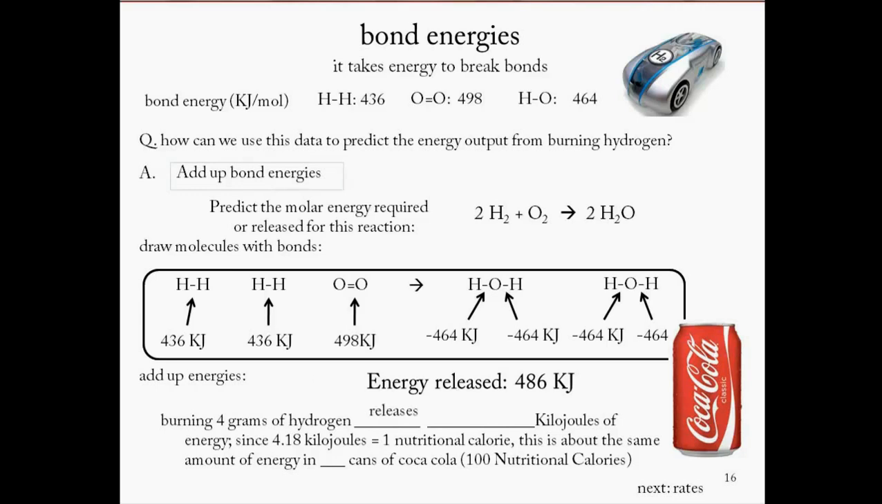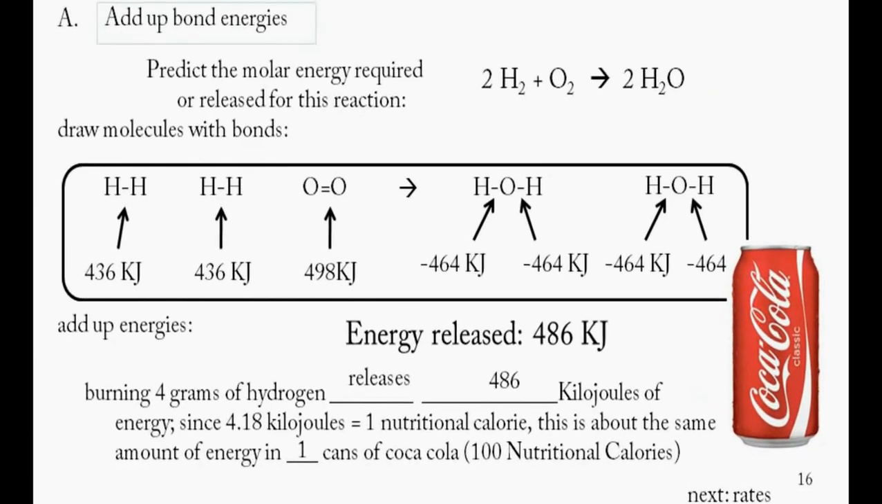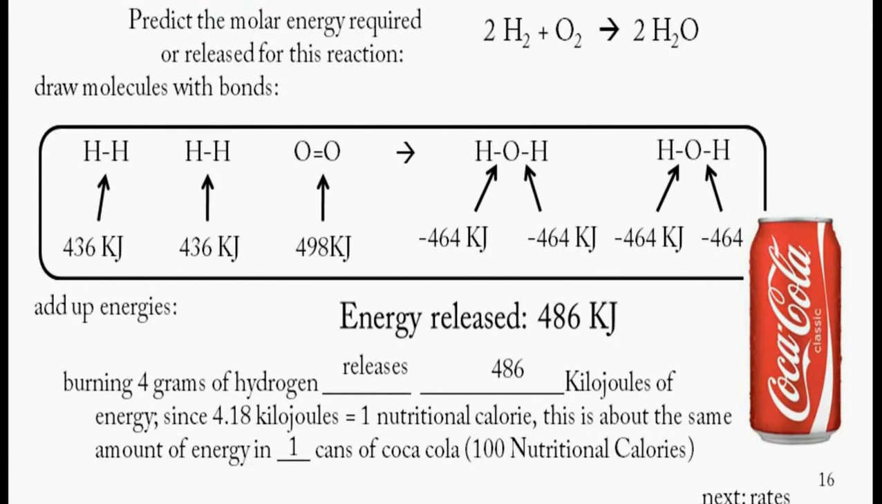Burning 4 grams of hydrogen will release 486 kilojoules of energy per mole. That's 18 grams. Wait a minute. 4 grams of hydrogen. Yeah. It's per mole, but we have to start with 2. That's why I used hydrogen, because there's 2 moles in the balanced chemical equation. Fine.